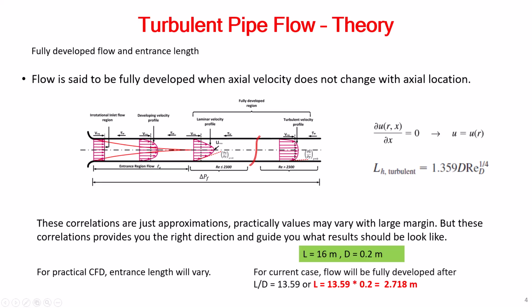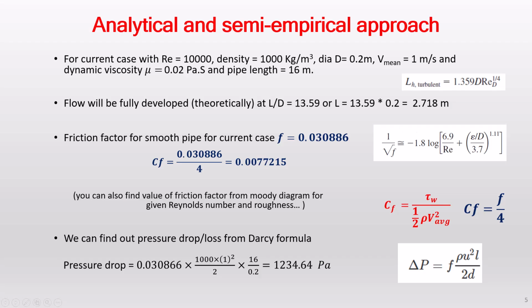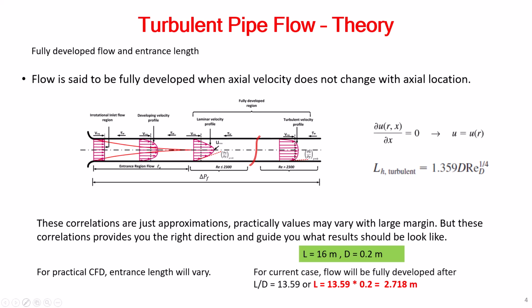So the same theory is still valid: du/dx is 0, so the velocity is only a function of the radial coordinate, changing only around the radius. But the correlation is different. For laminar flow, the correlation was L/D equal to 0.05 times Re. But here, L/D is equal to 1.359 times Re_D to the power 1/4, where Re_D is the Reynolds number based on the diameter.